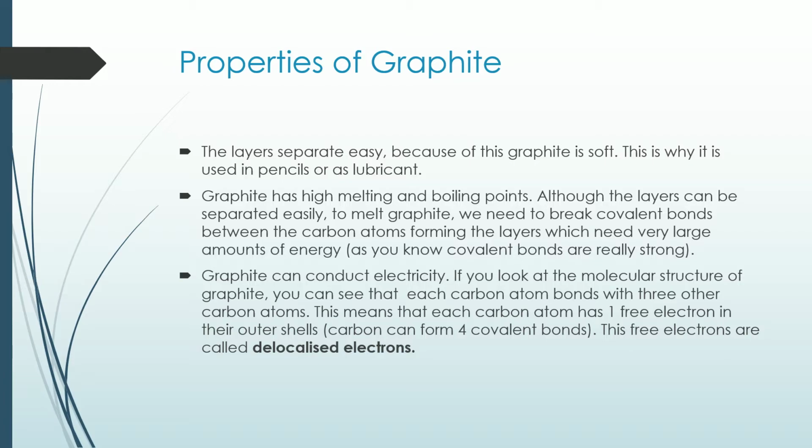These free electrons are called the delocalized electrons. Okay, so as you remember, carbon can form 4 covalent bonds in order to have a full shell with 8 electrons. So in graphite structure, you can see that each carbon is connected to 3 other carbons. So it forms 3 covalent bonds. But it actually has 1 extra electron in there that is free. That's how it is able to conduct electricity. So these delocalized electrons allow graphite to conduct electricity.